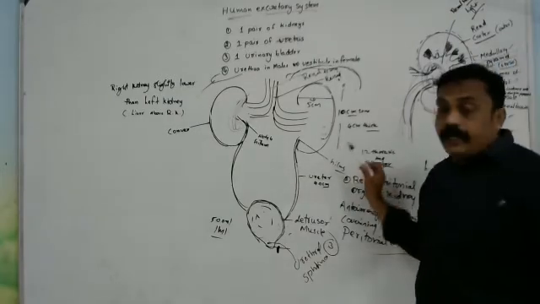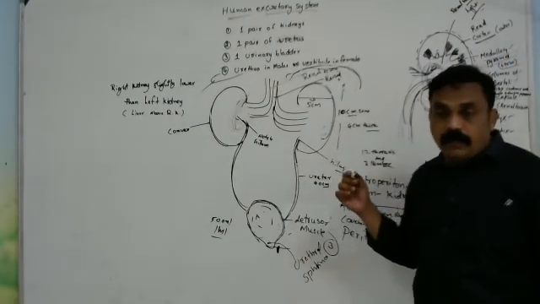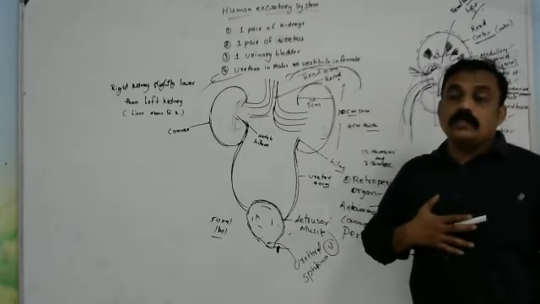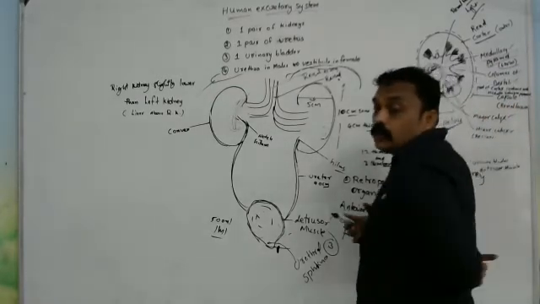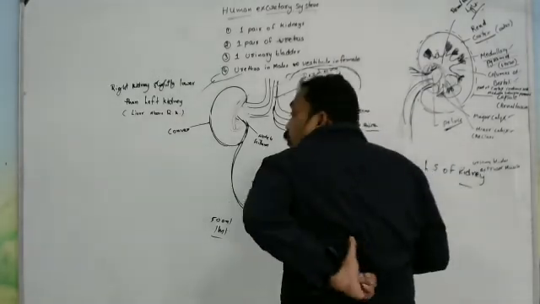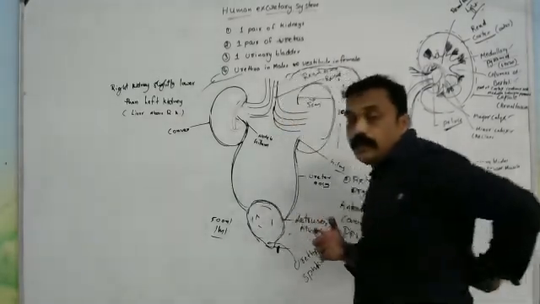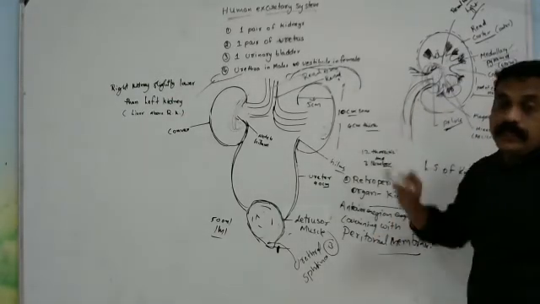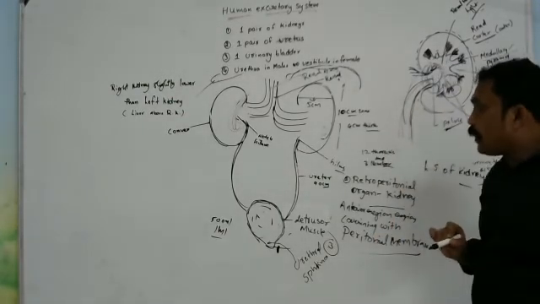Where is it located? In the dorsal region, between the 12th thoracic vertebra and the third lumbar vertebra. The kidney is located between the 12th thoracic and the third lumbar vertebrae. Try to remember that.